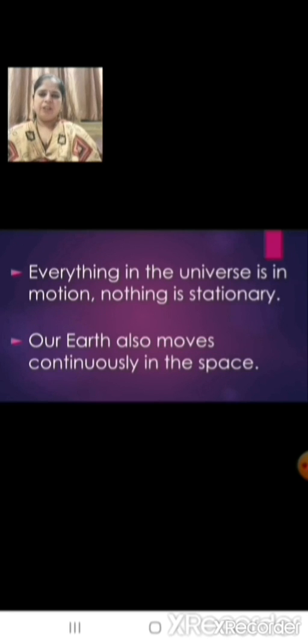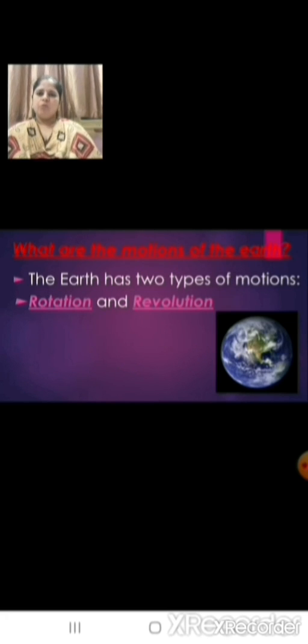Children, you know that everything in the universe is in motion. Nothing is stationary. That means everything moves. And our earth also moves continuously in space. So, what are the motions of the earth? The earth has two types of motions, that is rotation and revolution.